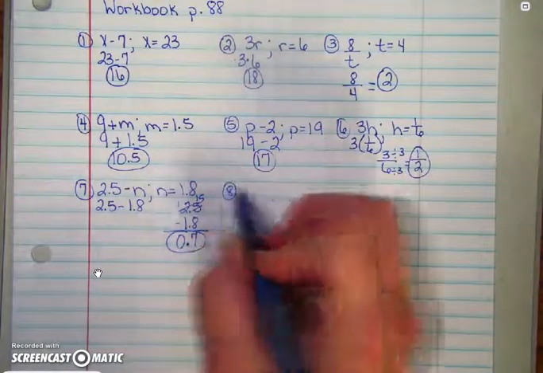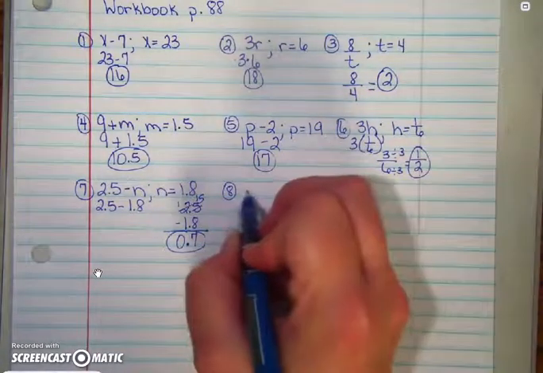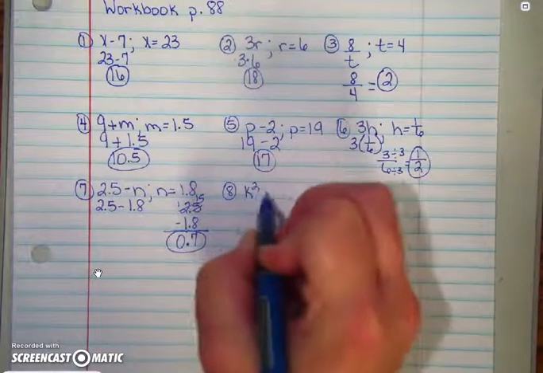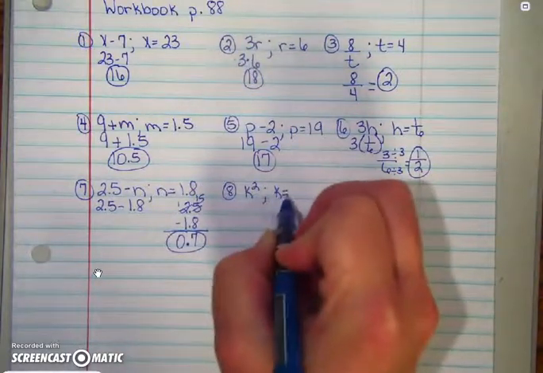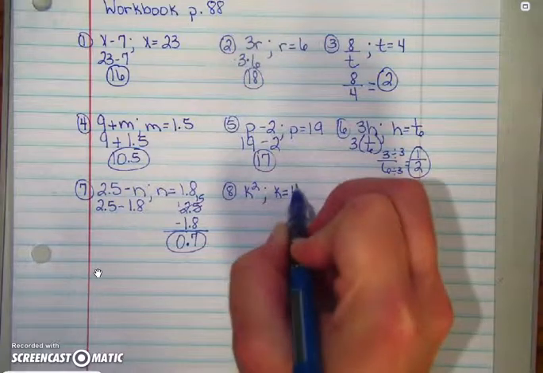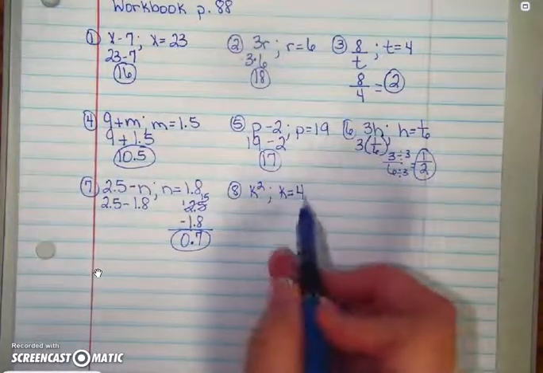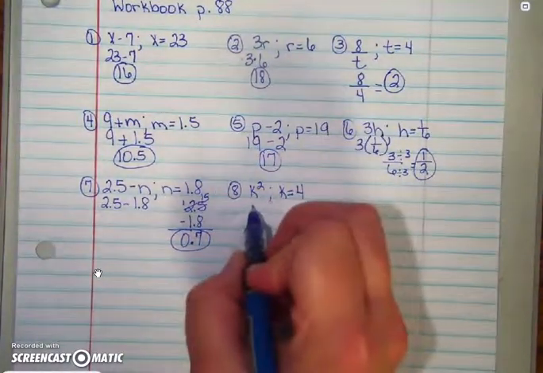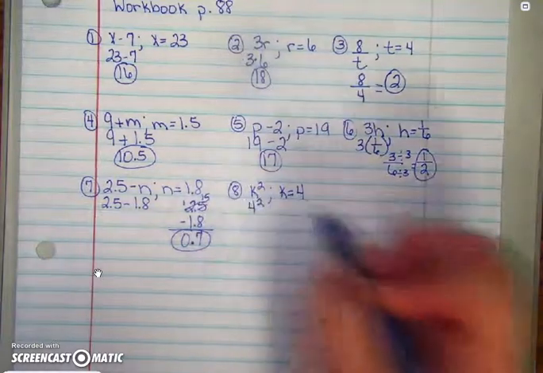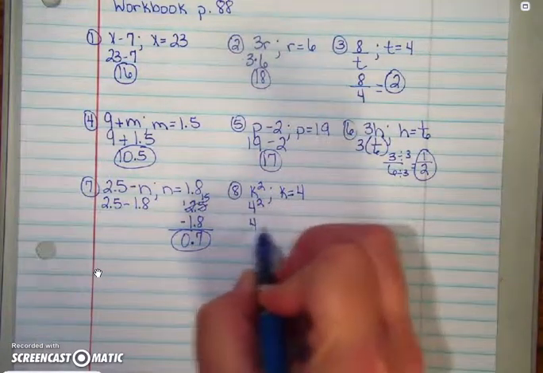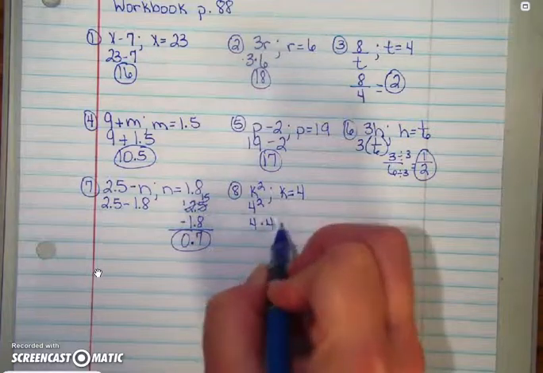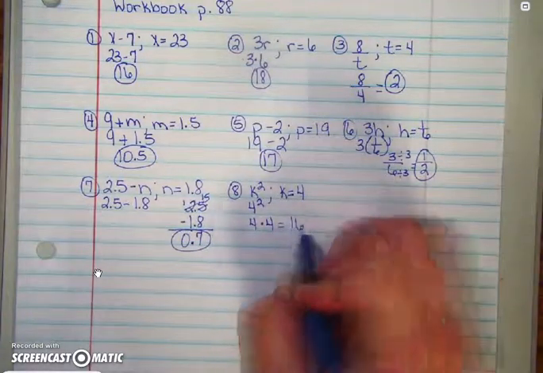Problem number 8. K squared when k equals 4. Substitute the 4 in for k. 4 squared, and that means 4 times 4, which would be 16.